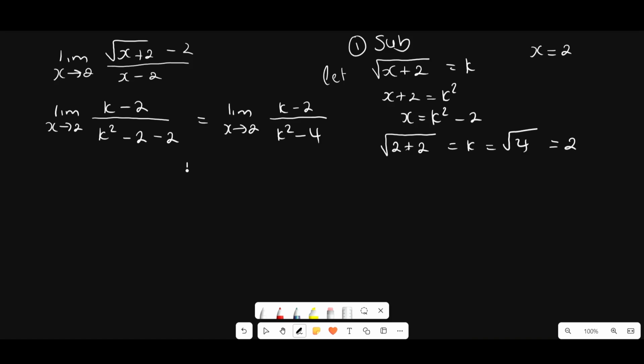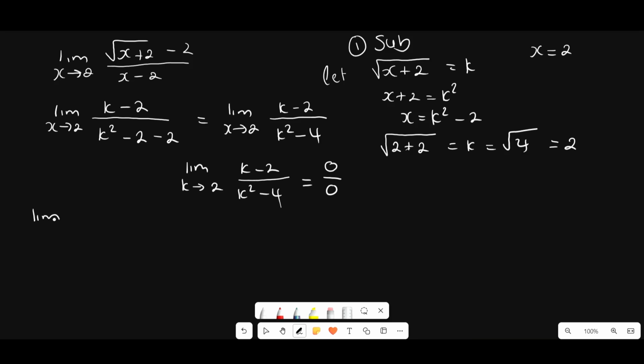Therefore in this case I can say the limit as k approaches 2, because k in that case will be 2, of k minus 2 divided by k squared minus 4, right? And if you do the direct substitution, you can see that we'll have 0 over 0, which is an indeterminate form. That means that I have to simplify.